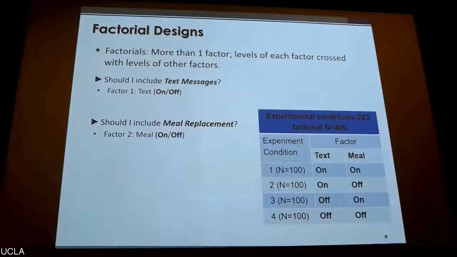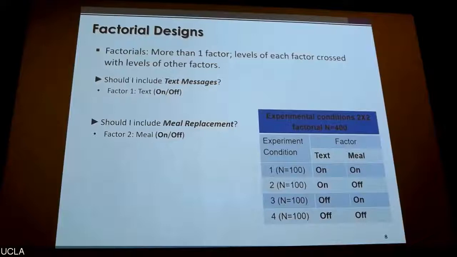Pretty simple. Condition number 1, people are going to get everything. Condition number 2, only text messages. Condition number 3, only meal replacement. Condition number 4, the poor people, they're not going to get anything. Let's assume that I have funding. Thank God I have funding to conduct a trial with 400 participants. Naturally, what I'll do is I'll randomize these 400 participants equally to these 4 cells, right? So I have 100 people in each cell. So far, so good? Makes a lot of sense.